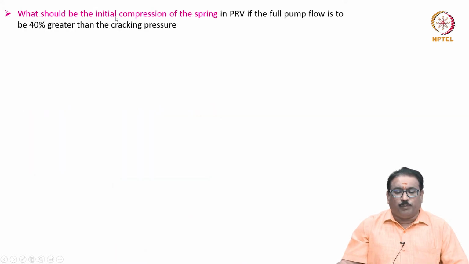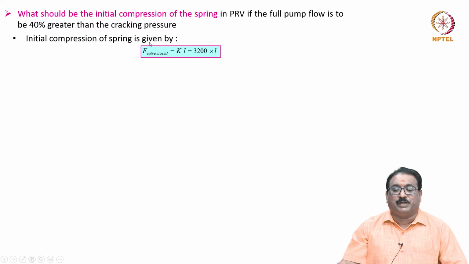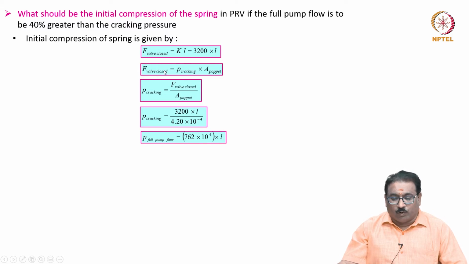Next one is, what should be the initial compression of the spring in the PRV if the full pump flow pressure is to be 40% greater than the cracking pressure? Now, the initial compression of the spring is L. We already know that F valve closed is K into L, with K being 3200 into L. Now, F valve closed equals P cracking into A poppet, so P cracking equals F valve closed by A poppet. Substituting the value, F valve closed is 3200 into L divided by the area of poppet. After doing this, I will get 762 into 10 to the power of 4 for L.